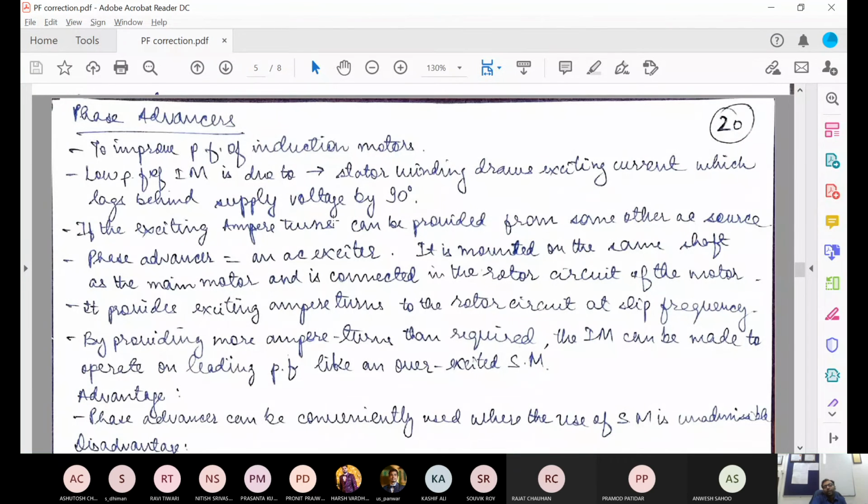So the idea is that if we can somehow compensate this exciting current through some other source rather than drawing it from the supply, then the very poor power factor which the induction motor exhibits in the starting phase can be compensated. So that's what it says here. If the exciting ampere turns can be provided from some other AC source, then this particular effect can be nullified. So this phase advancer is nothing but an AC exciter.